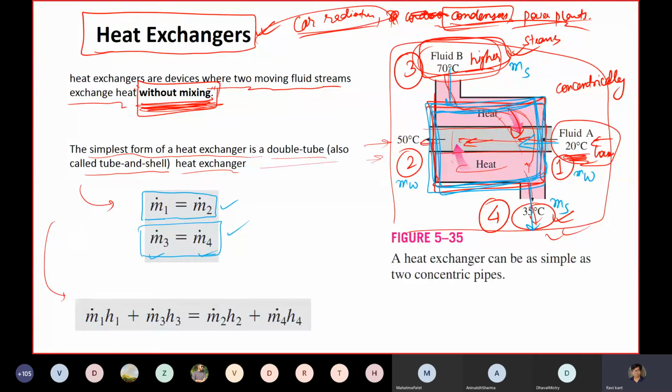These two are straightforward. When you do the energy analysis, we expect that there is no heat transfer across this control volume that I have chosen. Obviously the heat transfer is happening between the tube and the shell, but not to the environment. As an overall control volume, overall heat transfer is not happening, and overall work transfer is also not happening, as we have seen in mixing chambers as well.